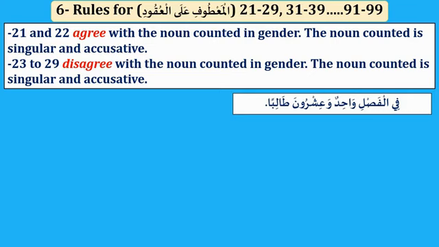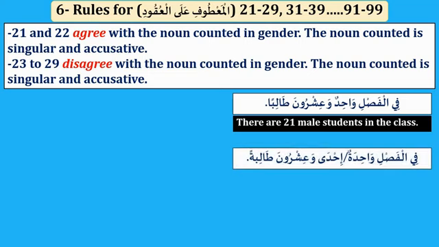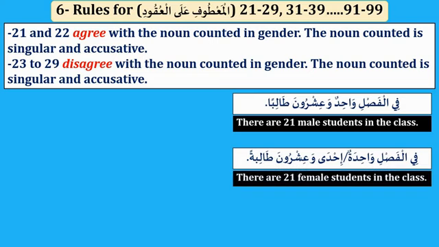Examples: في الفصل 21 طالبا. There are 21 male students in the class. في الفصل واحدة و20 طالبة. There are 21 female students in the class. You can use for 21 واحدة or إحدى. This is for 21 and 22.